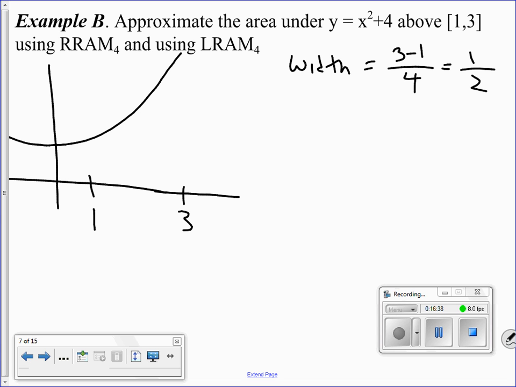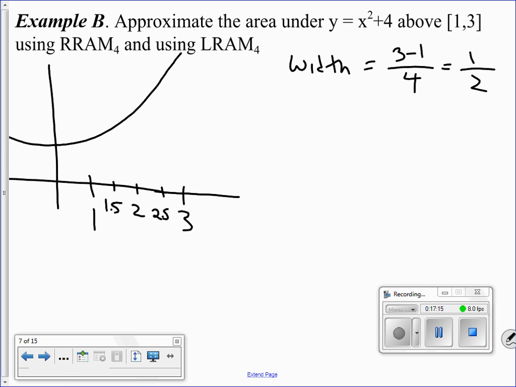So now we have to fill in the other endpoints of each of our subintervals. The first rectangle starts at x equals 1. We go up by the width, which is 1/2, so 1.5. Then we go up 0.5 again. What are we up to? 2. And up 1/2 again, 2.5. You have to know what x values we have here, so we know what numbers to plug into the function to get the heights.